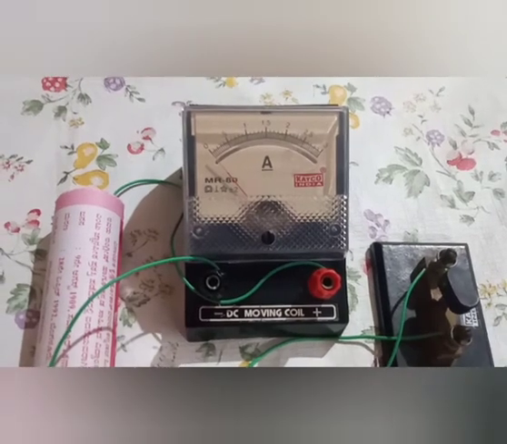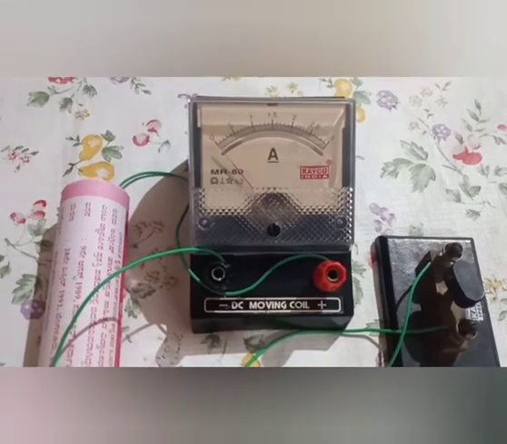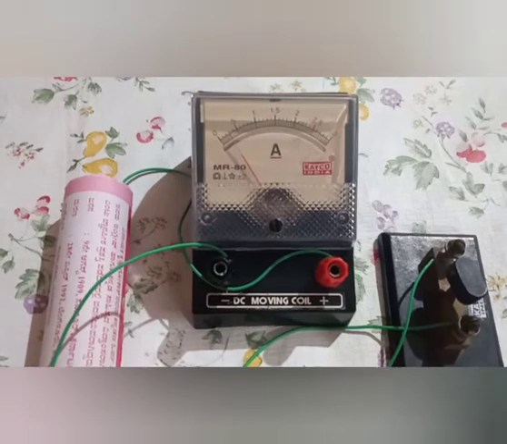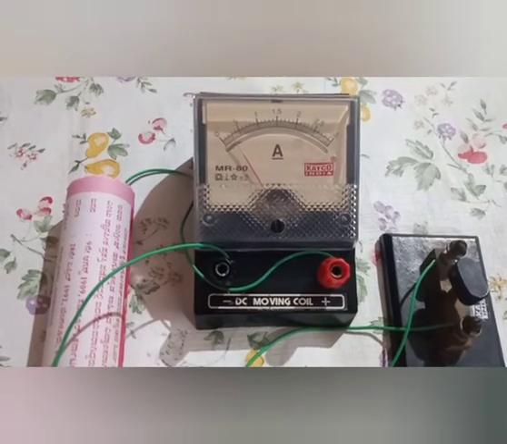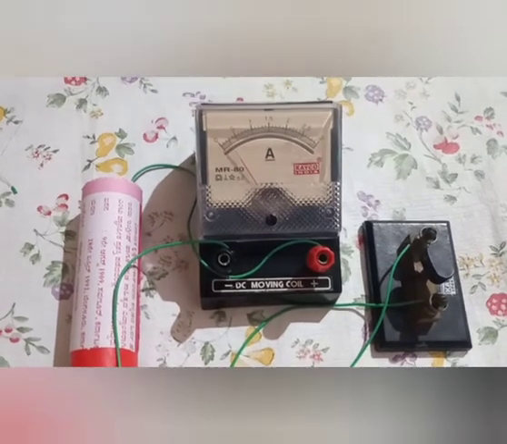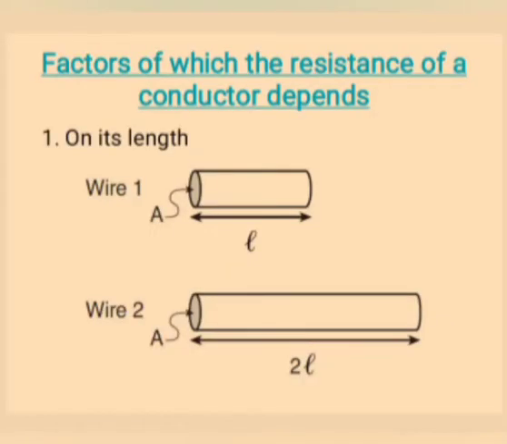When the length of the nichrome wire is increased, the resistance increases. So, the reading in the ammeter decreases. From this activity, it is clear that the resistance of the conductor depends on its length. Resistance depends on the length of the conductor. When the length of the conductor increases, resistance increases. So, the current passing through the conductor decreases.